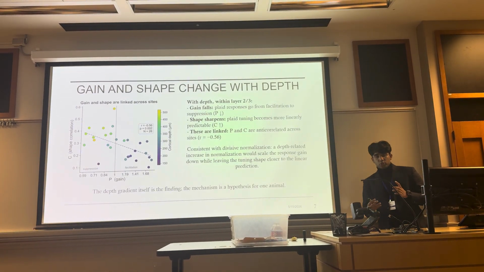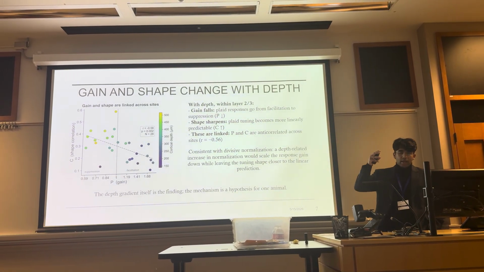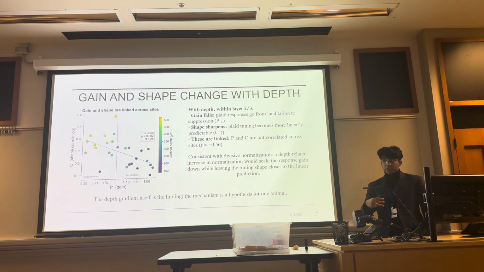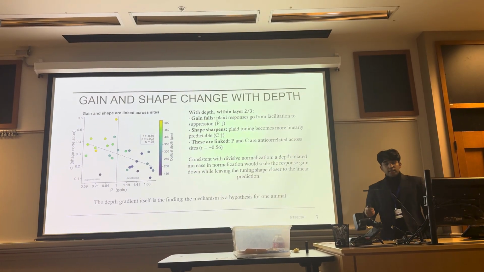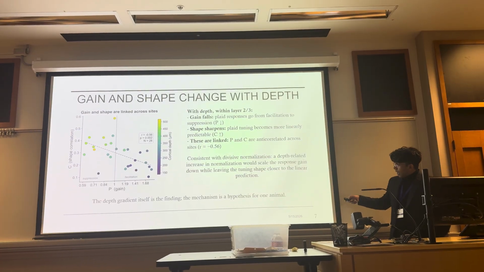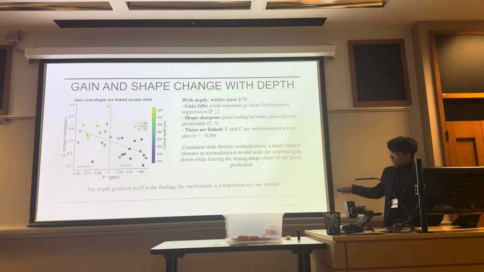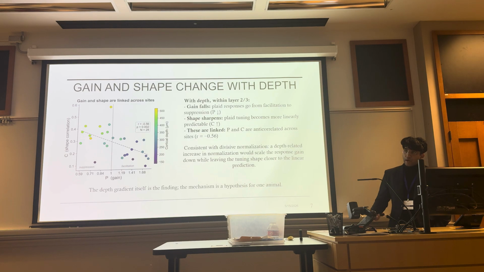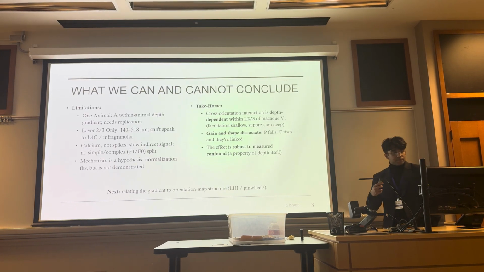That means that, in other words, based on this data, we think that facilitation is essentially the reason why metric C is actually lower, and then as we go deeper and the facilitation drops and becomes suppression, metric C will be higher. This is sort of a hypothesis that we have for the mechanism for one animal, but the depth grading itself, as you can see in this image, is the true finding that we're getting from this.